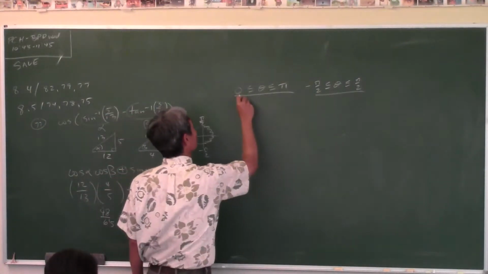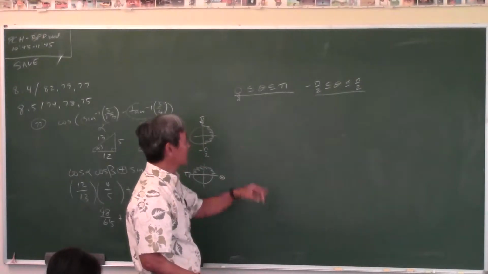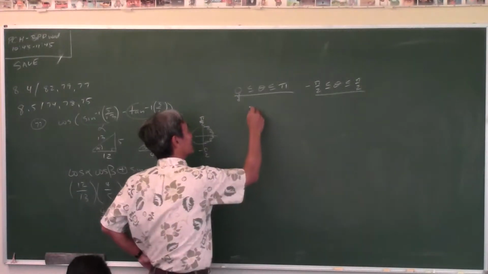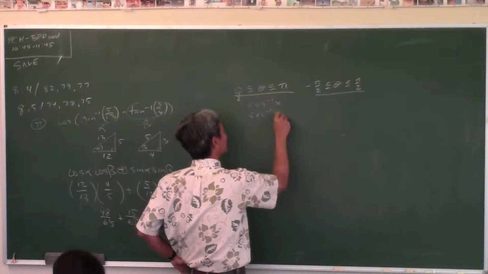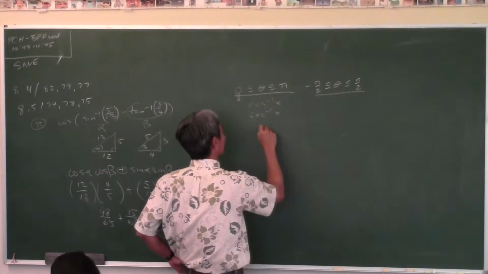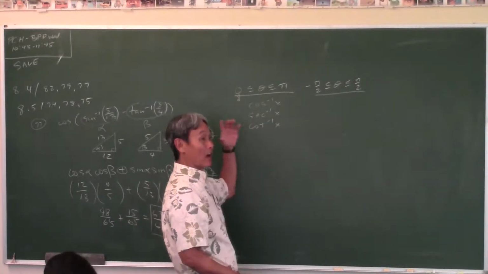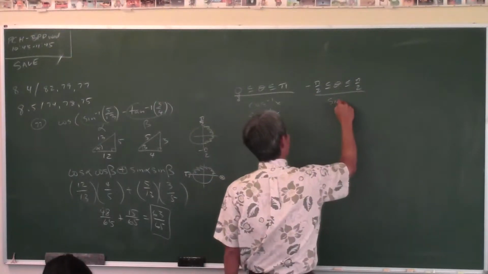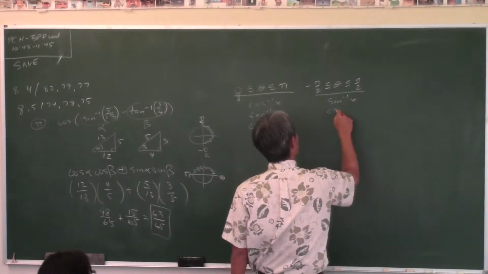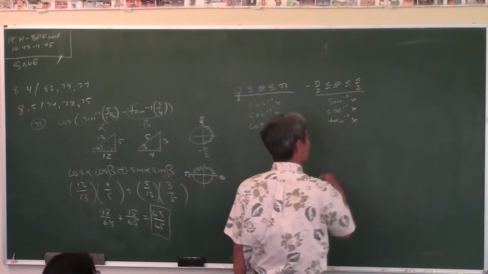Right there, O stands for odd. So if you have an odd number of C's, it's that one. Cosine inverse, secant inverse, and cotangent inverse. And then the other three are in the other one, the ones that don't have a C: sine inverse, cosecant inverse, and tan inverse.